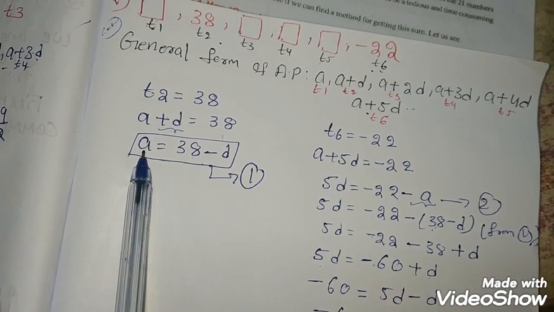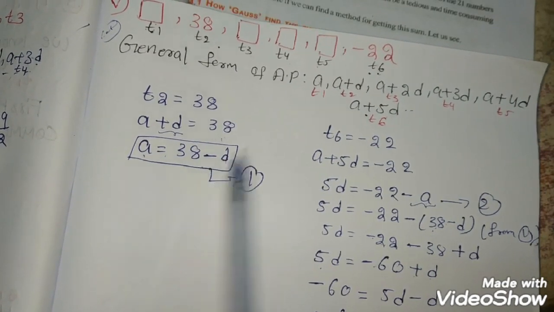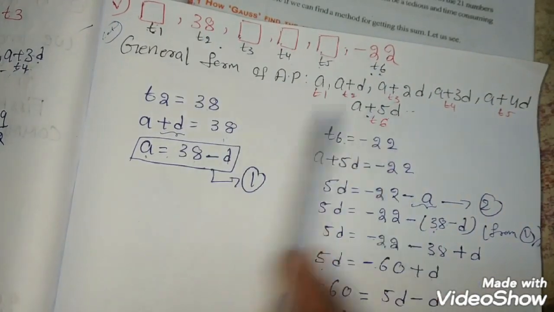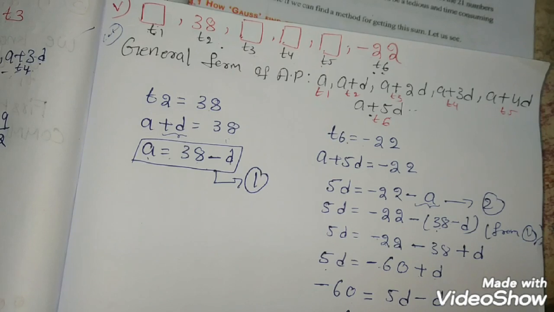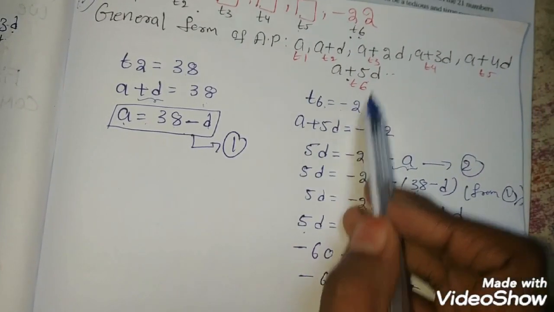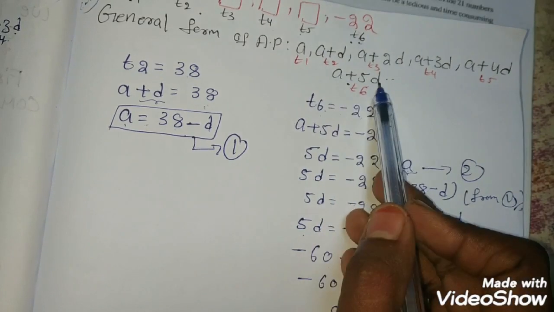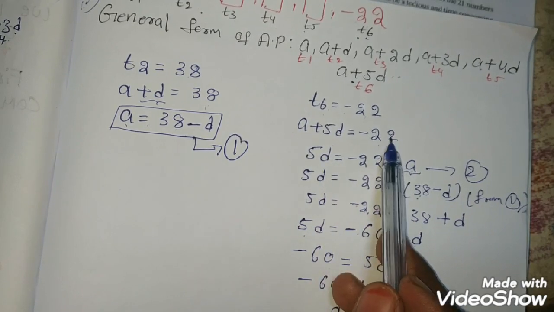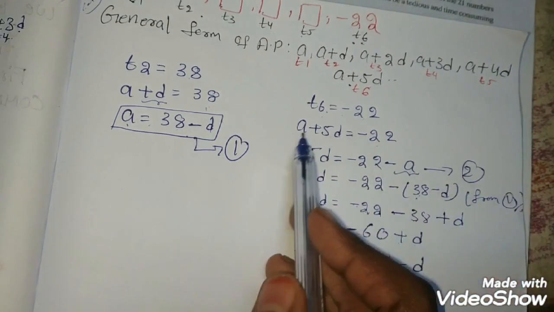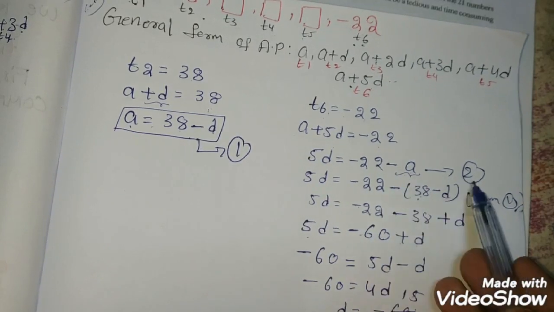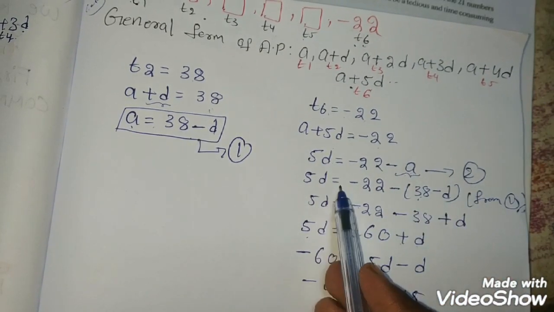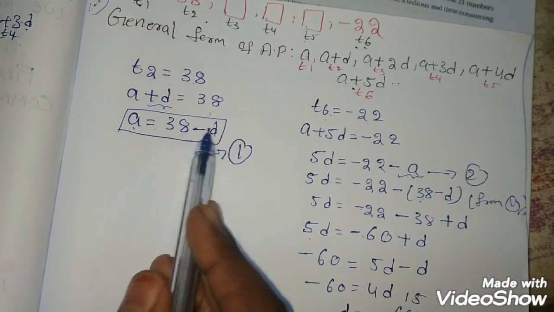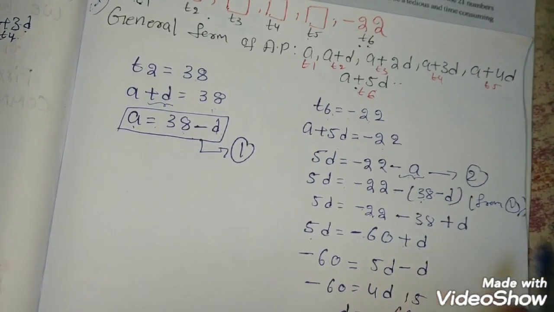So what is A here? A is equal to 38 minus D. Now write down T6, because they gave only two terms, so we have to do it like this, as with linear equations. Term 6 is equal to minus 22. What is the term 6 formula? A plus 5D. A plus 5D is equal to minus 22. So take 5D is equal to minus 22, and this A will come to the right side, then it will become minus A. Just think this is equation 2. 5D is equal to minus 22 minus what is A? From equation 1, A is 38 minus D.